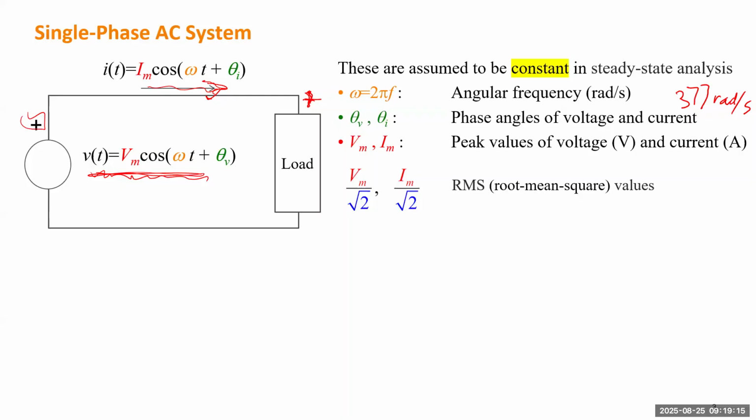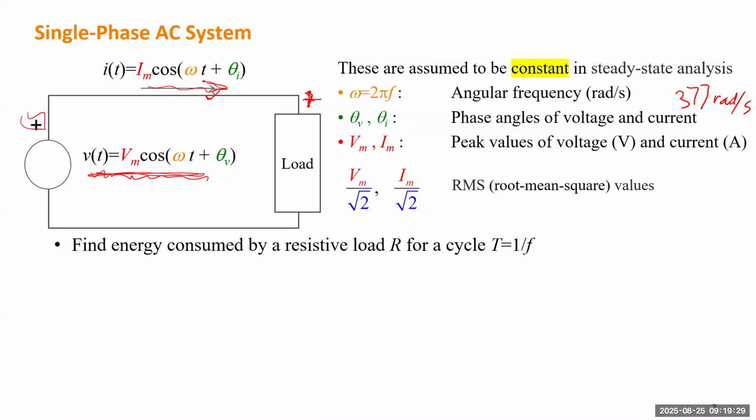So why do we need the RMS value? Because it's more convenient to tell you the equivalent DC voltage and current consuming or generating the same amount of energy and power. For instance, if we want to calculate the energy consumed by this load, if it's a resistive load, it can be simply modeled by a resistor R. And if we calculate the total energy consumed by the load over 1 cycle, 1/f, and then divide the energy by T, capital T, we get the average power.